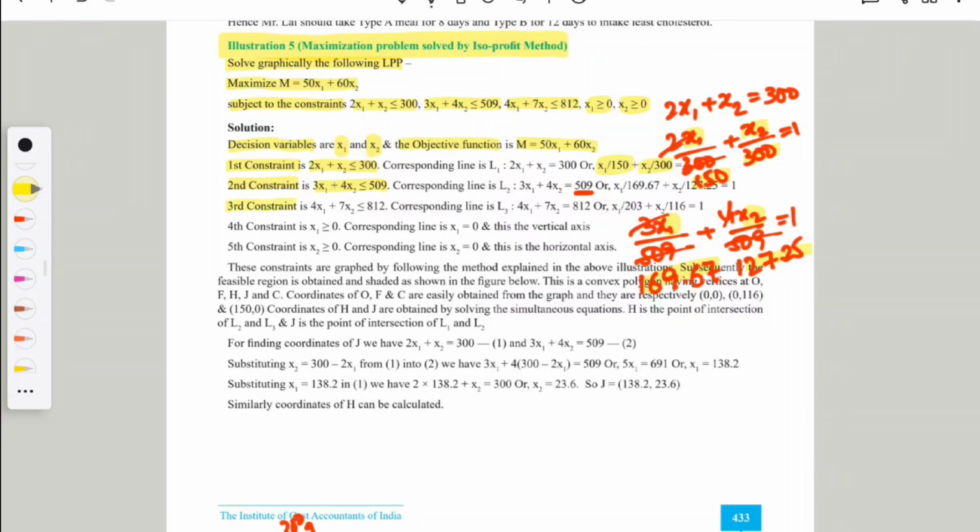For the third constraint, which was 4x1 plus 7x2 is less than or equal to 812, if you send this 812 to the left hand side, it would become 4x1 divided by 812 plus 7x2 divided by 812 is equal to 1. So if we cancel it out, we get the value of 203 for x1, and for x2 we will get the value of 116.